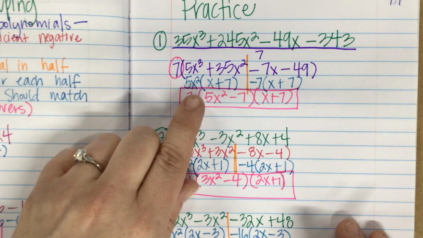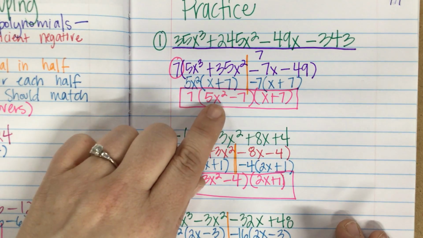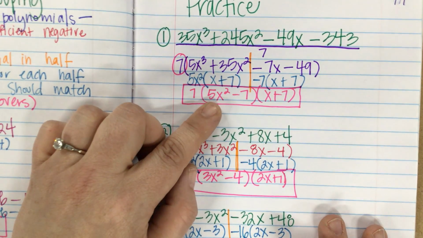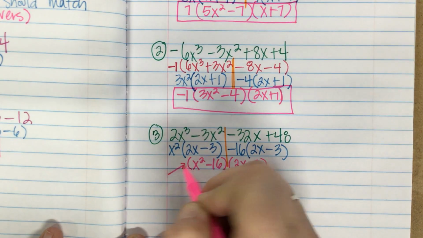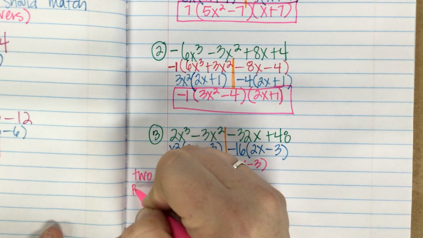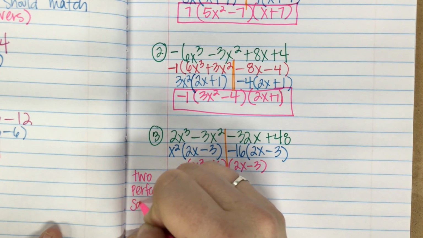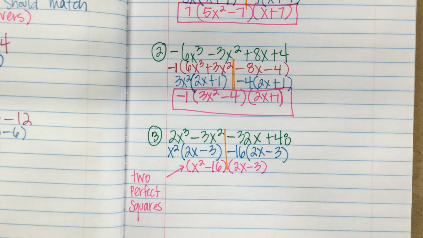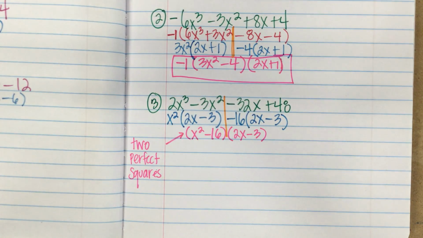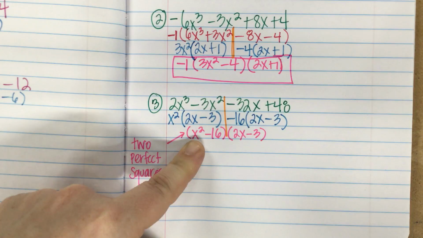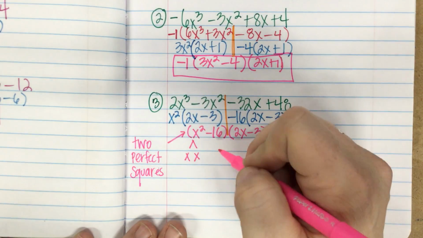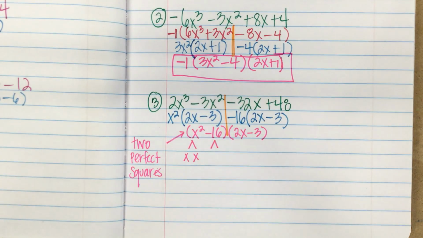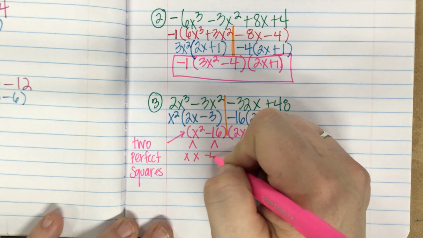But I cannot split apart 5x squared, because 5 is not a perfect number, right? But down here, I have 2 perfect squares. How do you get x squared? What times what equals x squared? X times x. And what times what equals negative 16? Negative 4 and positive 4.